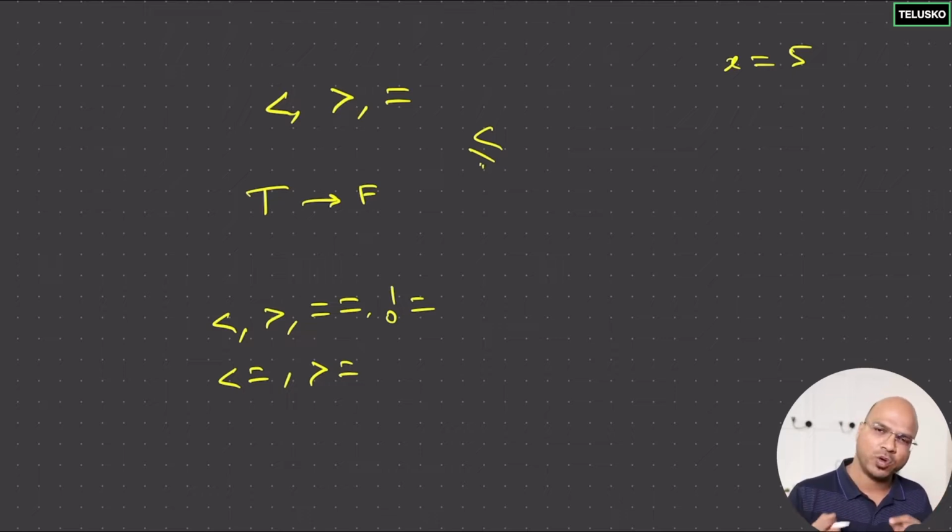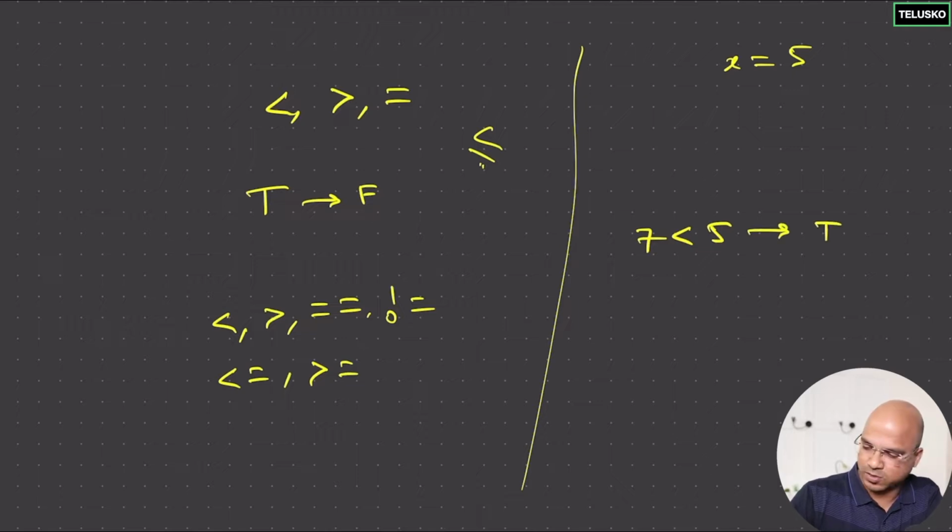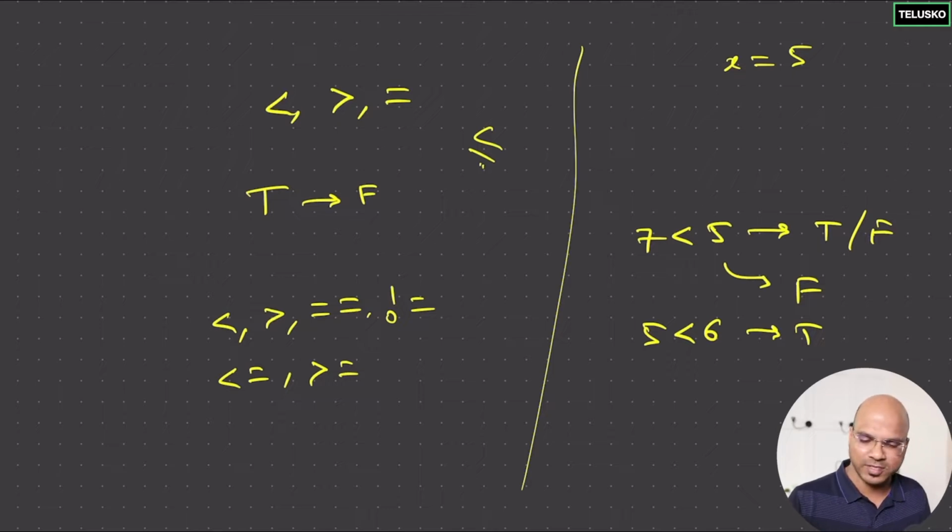Now, when you compare two values, for example, if I want to check if 7 is less than 5, this will return a value which is either true or false. Of course, we have static values here, 7 and 5, so the output will be false. But if you say 5 is less than 6, yes, that's true. That's how you compare two values and get the output. The point to remember is that the output you receive is a Boolean value, okay?